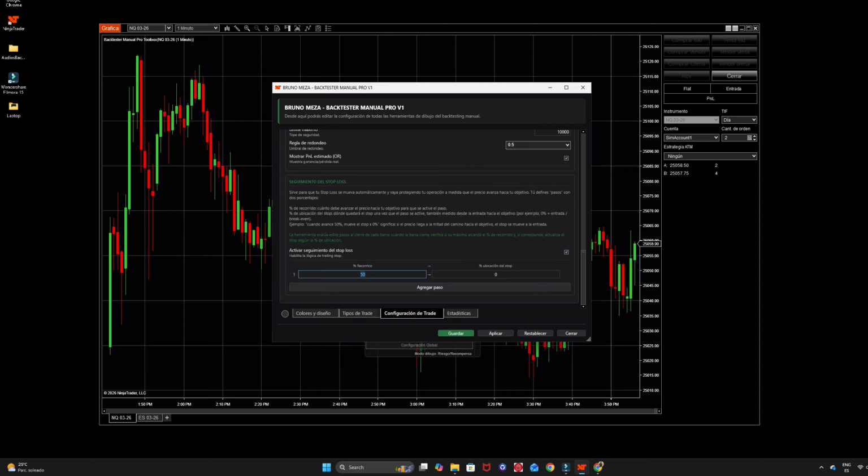The first is the percentage of progress, which represents how far the price must move from your entry toward the target. The second is the percentage of stop-loss placement, which defines at what level you want the stop to move when that progress is reached.